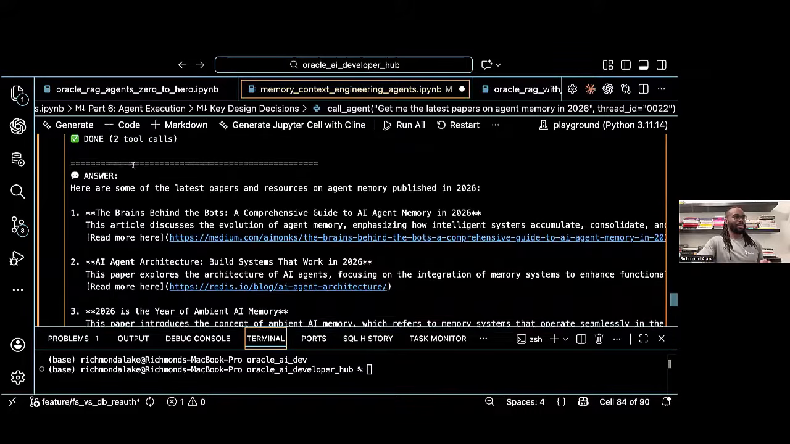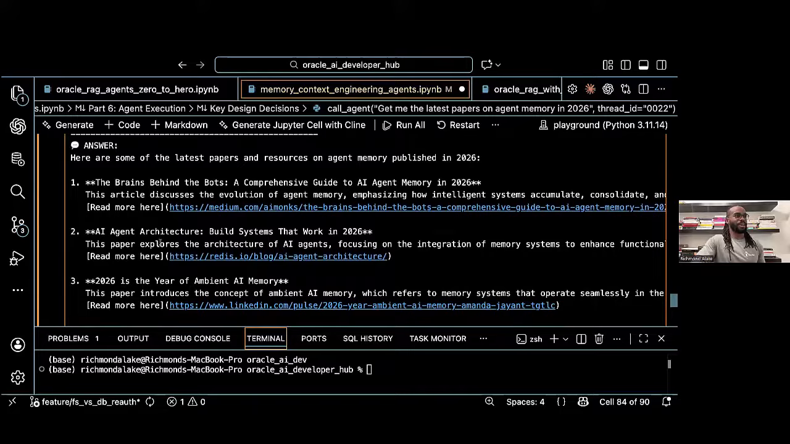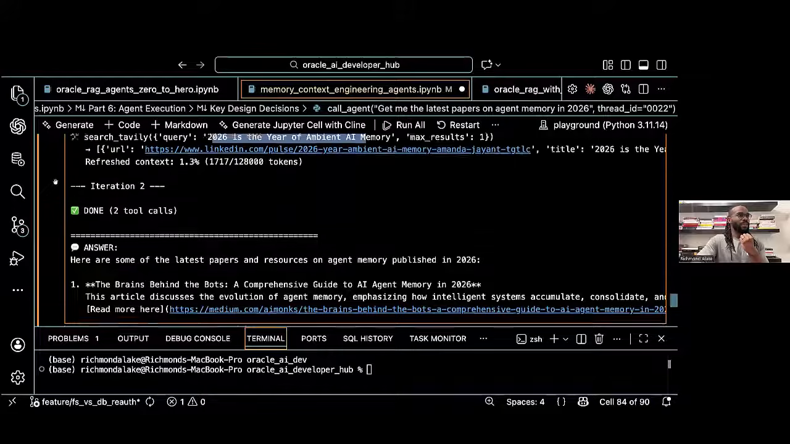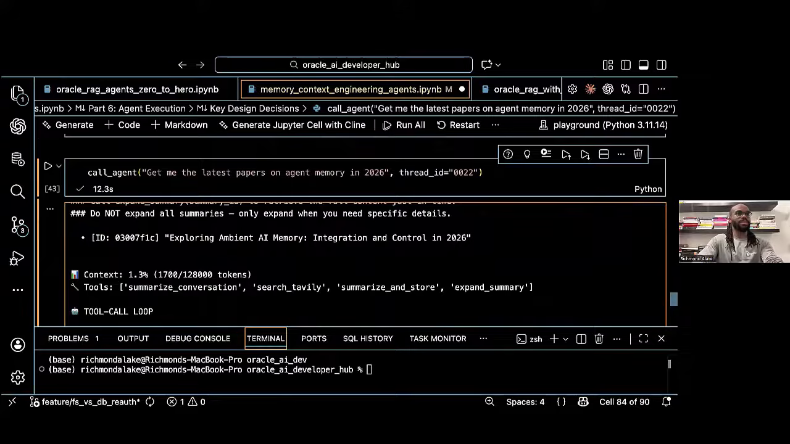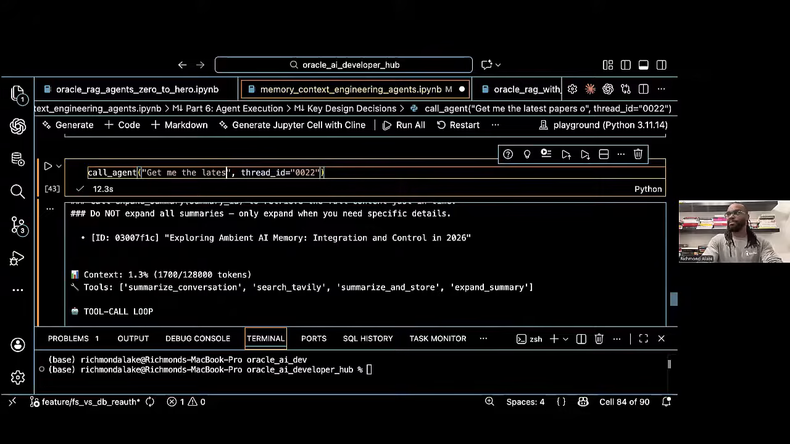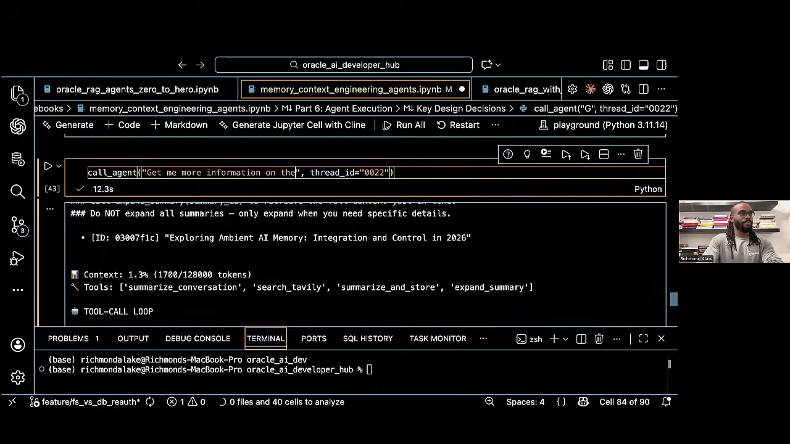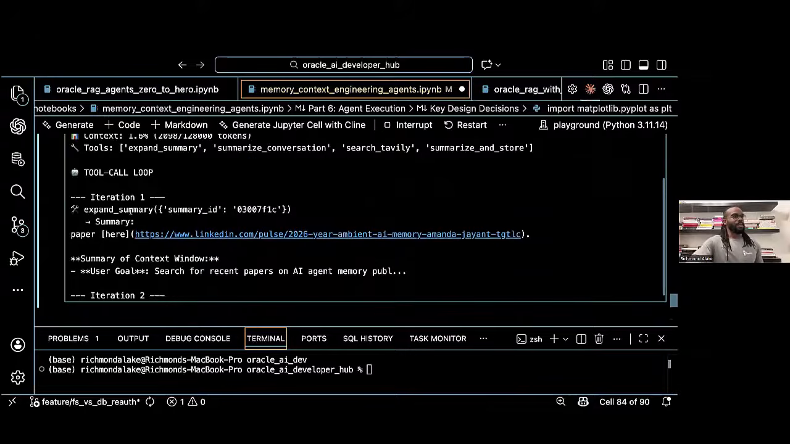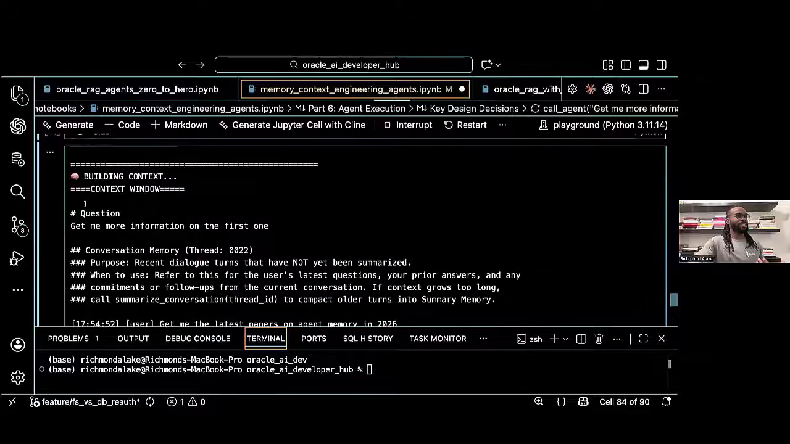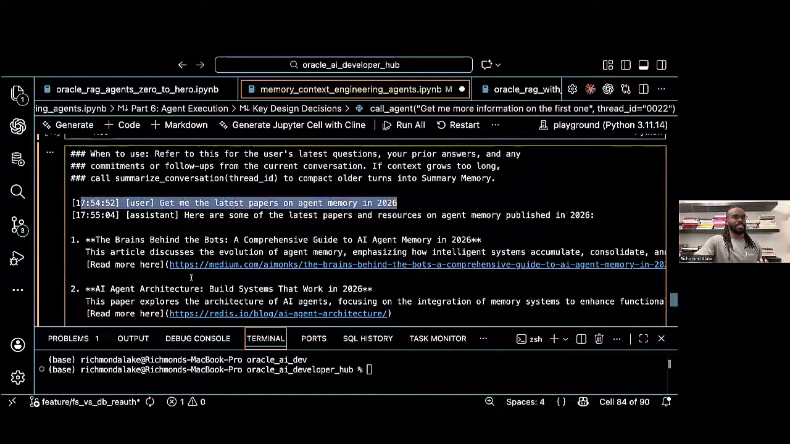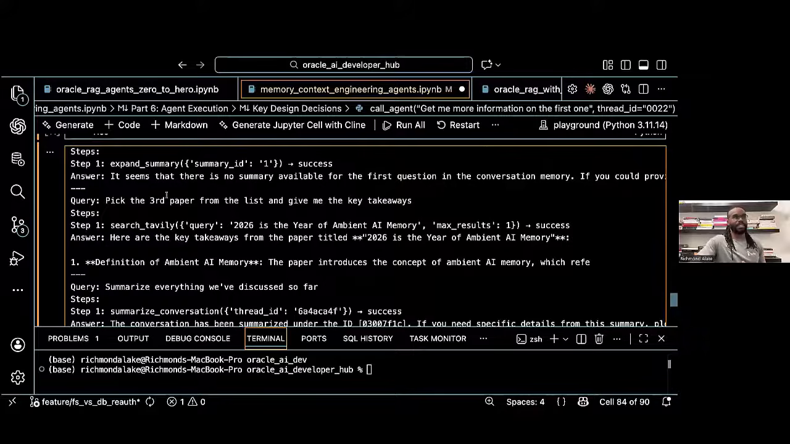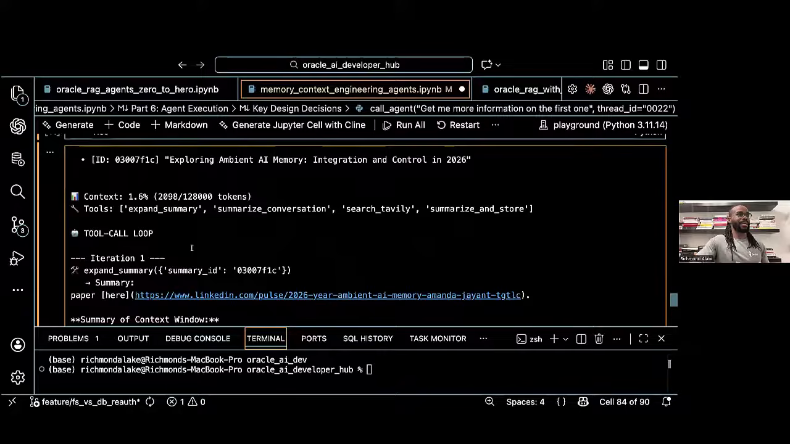The Brains Behind the Bots, cool title, and it's given us these three answers, right? I'm going to ask it to double click into the first one very quickly. So I'm asking it to get me more information on the first one. And you can see it's still going to have conversational memory of our first message and its response to it. Then it will have some knowledge-based memory from all the data we've ingested previously. And it has workflow memory as well.